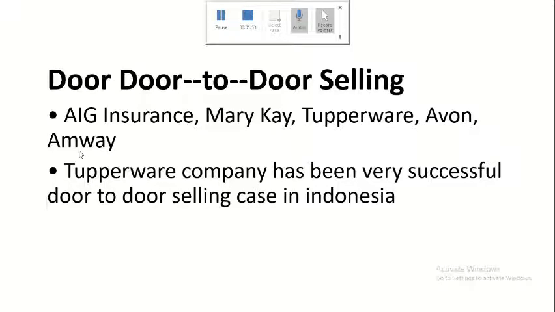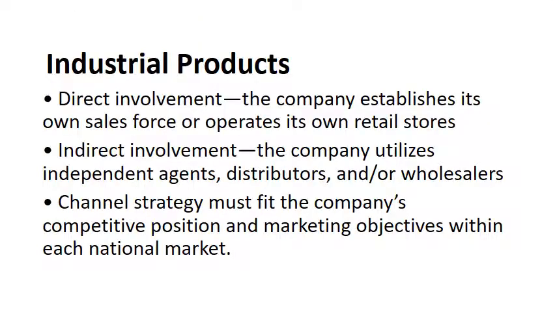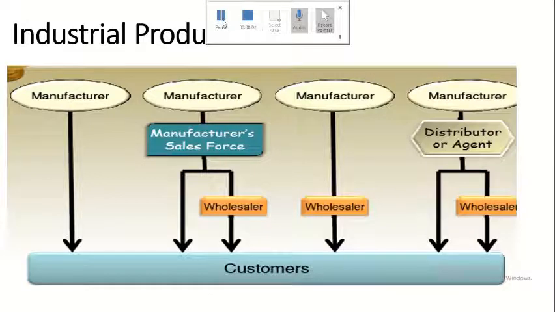As for examples of door-to-door selling, there are a lot. For instance, AIG Insurance, Mary Kay, Tupperware, Avon, Amway. One fact is that the Tupperware company has been really successful using this method, door-to-door selling, in Indonesia. Industrial product.